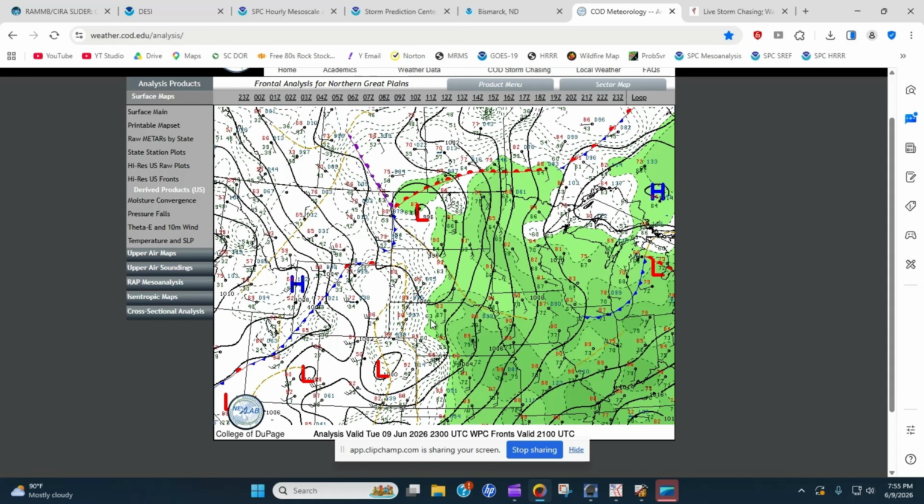That's setting up a nice low-level convergence zone right across the west central Dakotas. And where you have air coming together at low levels, it gets forced upward. And if you're unstable enough, you get thunderstorms. And we are plenty unstable.